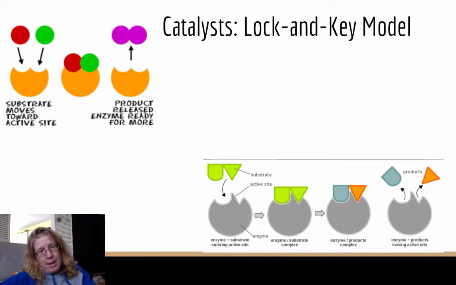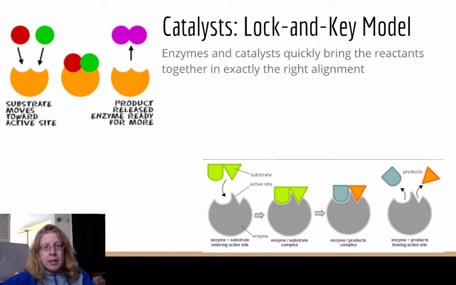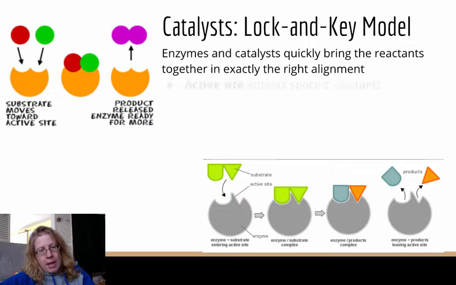The way that we describe how catalysts work is something that they call the lock and key model. And that kind of means that if you have one lock, it goes with one key that goes along with it. Basically what that means here is that these things have to have the right shape. Just like a key has to have the right shape to fit in a lock, the enzyme itself has to have exactly the right shape to bring together the exact right molecules in the right orientation or in the right alignment.